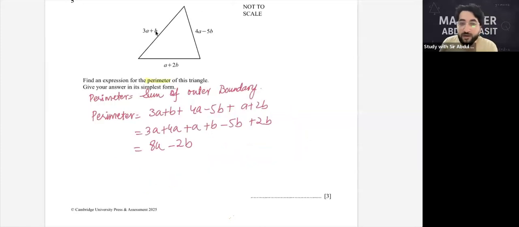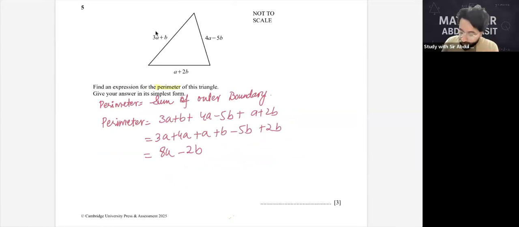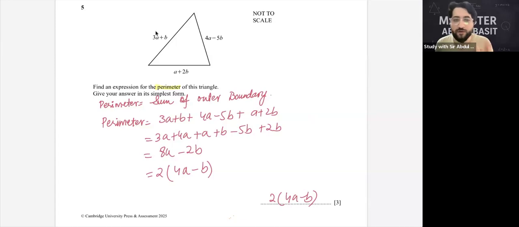Now they have said give your answer in the simplest form. So if you give your answer in this form, the examiner will deduct 1 mark. Remember that, because this is not the simplest answer. Agree? And I can make it simpler by taking 2 common, so it would be 4a - b. So this is my more simplified answer, because I converted 2 terms into 1 term. When I took 2 common, the expression converted to 1 term. It is the simplest form. Is this clear to everybody or not? Yes?